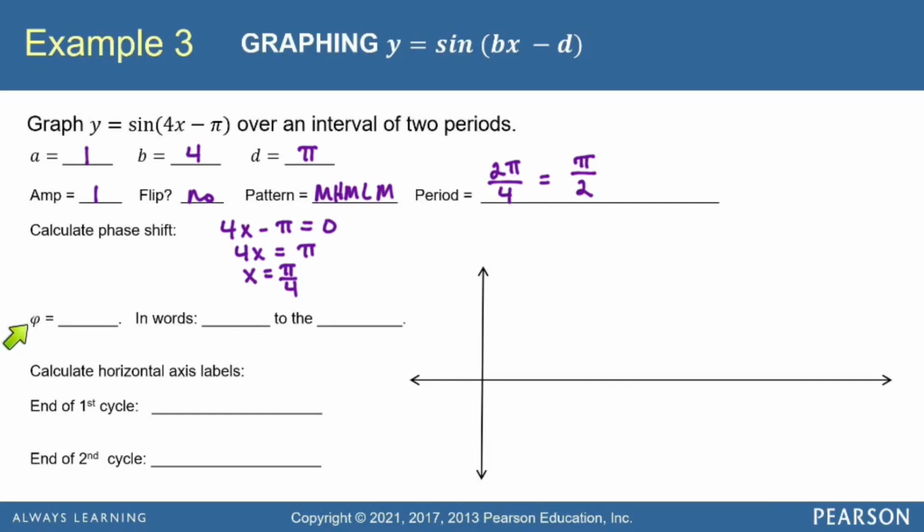That means that phi, our phase shift, is pi over 4, and in words we would say that the phase shift is pi over 4 radians to the right, because we had a positive number for phase shift.